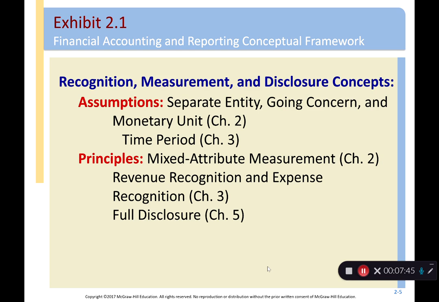Mixed attribute measurement is just the different ways we measure our assets. So we'll learn concepts like historical costs. We record our long-term assets at what we originally pay for them, which is known as historical cost. For some assets, we record them at the fair value, like investments. We would record them at the fair market value. So that's what mixed attribute measurement is. It's the way we measure our assets and liabilities, and we'll learn about that as we go through the chapters.